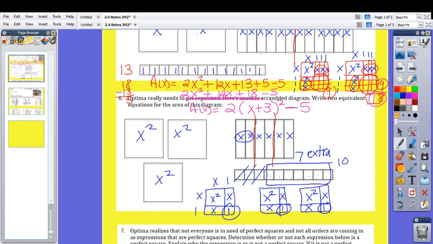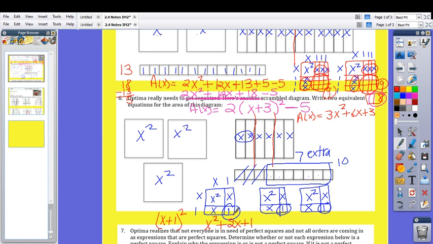Okay, so this is how you will be writing it down. We will say A(x) equals, now for one of them the equation is x squared plus 2x plus 1. And if we are using the side, then it's (x plus 1) squared. So there are 3 of them, so we will do 3x squared, then 6x, and then 3.